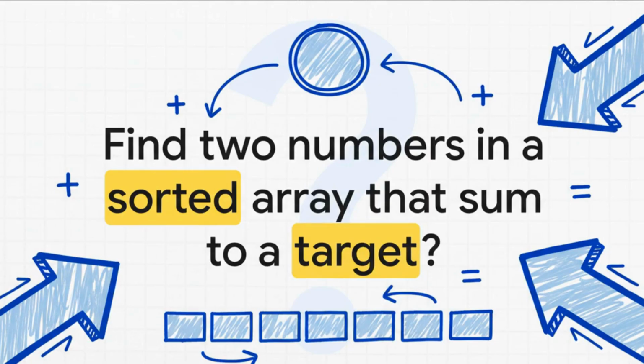Imagine this. You're in a coding interview, you're a little nervous, and they hit you with this classic problem. You've got a sorted array of numbers and a target value. Your job is to find out if any pair of numbers in that array adds up to the target. So, what's your gut reaction? How do you even start?